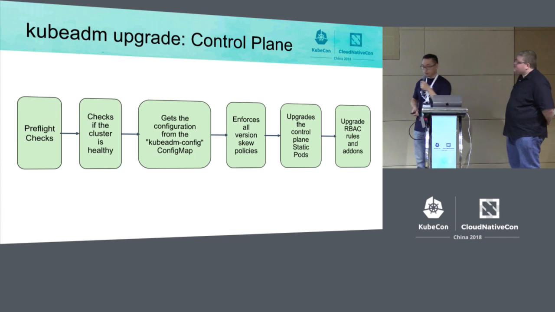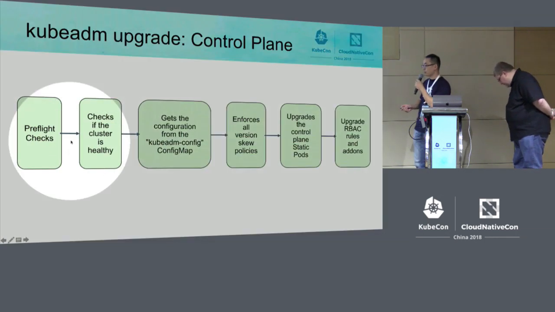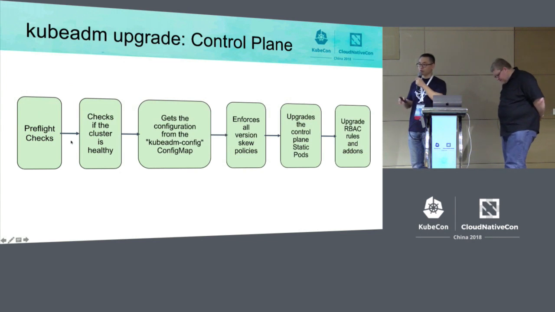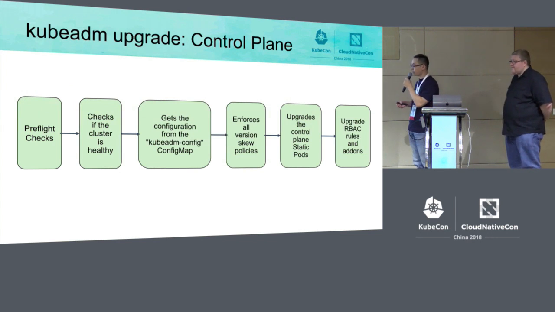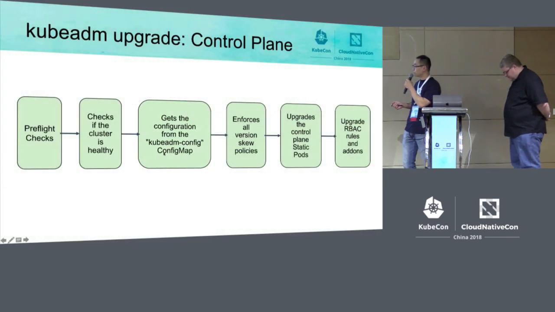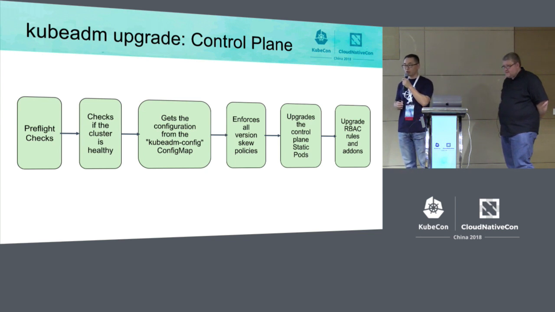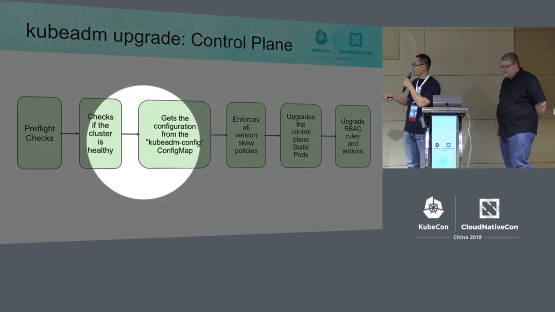So this is the upgrading. When talking about upgrading, we will split it into 2 parts. One is about the control plane, the other is about the node. The first is the control plane. There will still be the pre-flight here, and we will check whether the cluster is healthy. If the cluster is not healthy, we will not do any upgrading actions here. Later we will try to get a configuration from the config map. You will make your changes, or upload your changes, to the API server in this kubeadm config map.